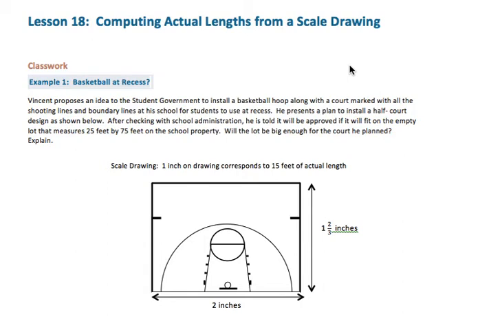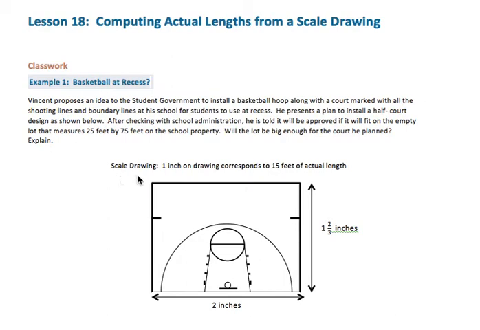Example 1, basketball at recess, tells how Vincent has proposed an idea to the student government to install a basketball hoop. He presents his plan to install the half-court design that's shown below. And after checking with the school administration, he's told it will be approved if it will fit on the empty lot that measures 25 feet by 75 feet on the school property. We need to determine whether the lot will be big enough for the court that he planned.